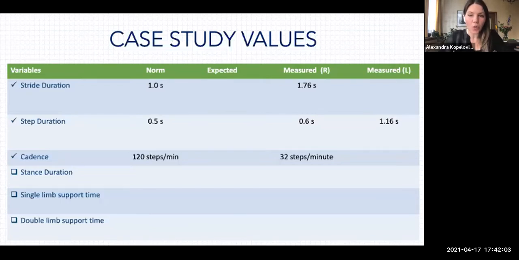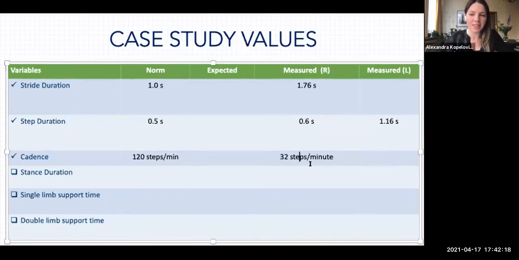Once again, we're at our universal chart, and here we can see cadence, the norm, what we expect for the general population, which is 120 steps per minute. What we measured for our patient is 64 steps per minute. This is 64 steps per minute, not 32. So it's half of what we actually expect for a normal population. And once again, these values are so easy to measure.